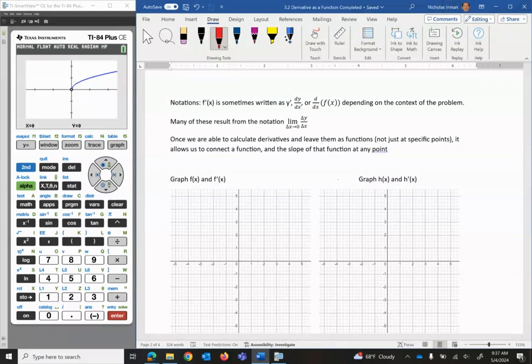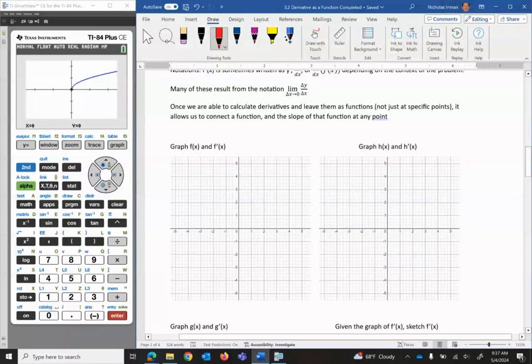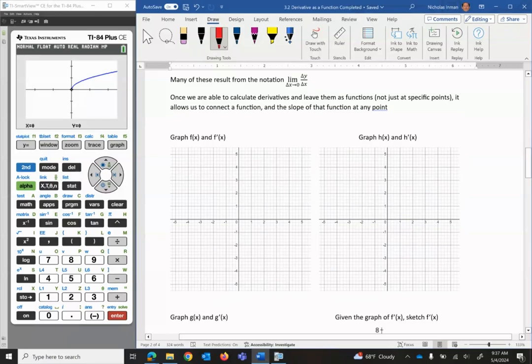And they all result from that idea of a slope. Okay, so we're doing the change in y, delta y, over the change in x, delta x, as that change in x becomes 0. So we want to figure out how the y values change as the x values change at a very, very small rate. All right, so once we calculate derivatives, we can leave them as functions, and we can graph those functions. So that's kind of something useful.